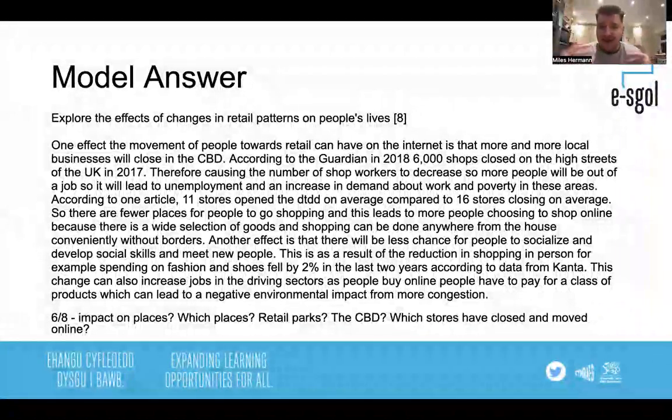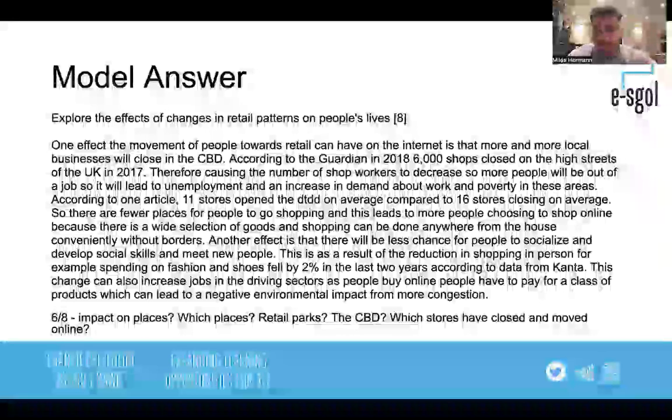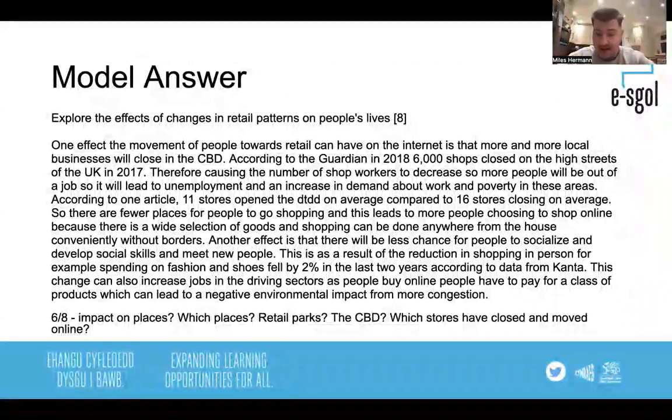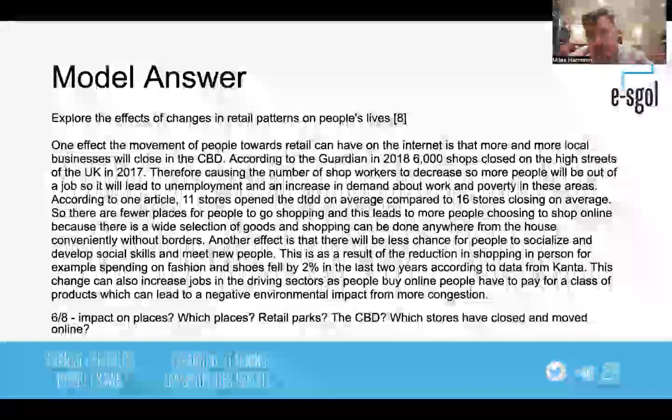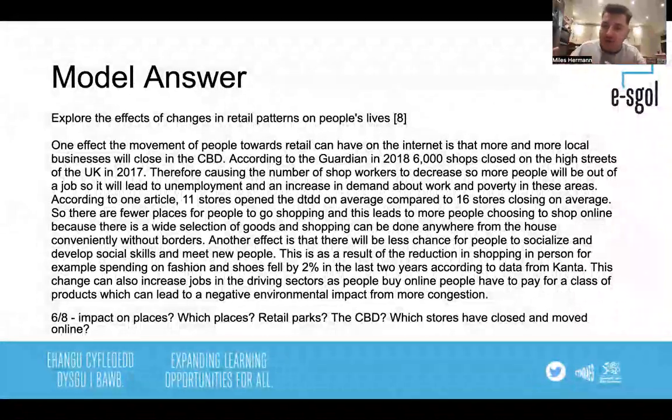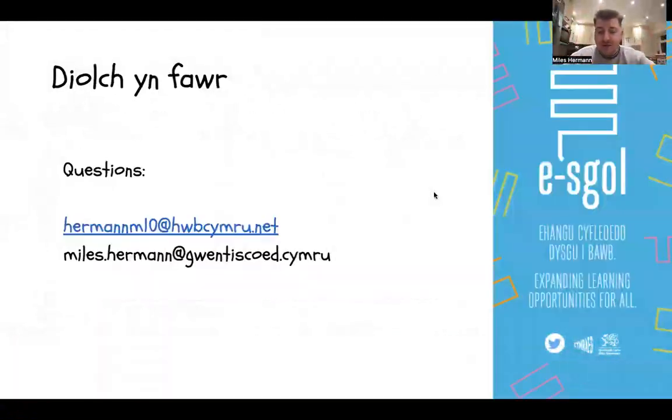What are the advantages of retail parks over the central business district? And how has that affected how people now shop? Again, the central business district, and what does that now look like as a result? You could talk about the cycle of deprivation here. And also what stores maybe have closed and moved online. It would be quite interesting to have a look at some that have moved mainly and solely online as a result of these patterns.